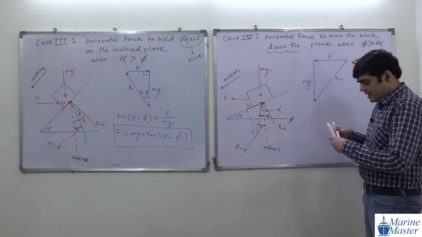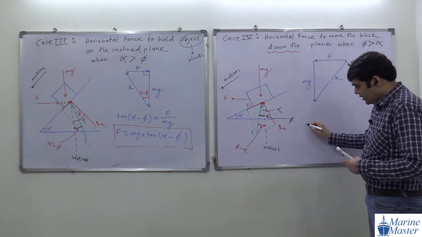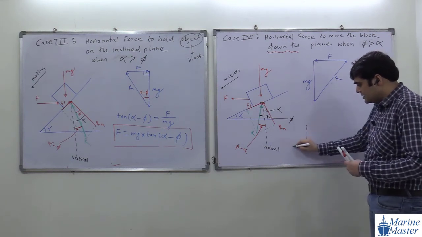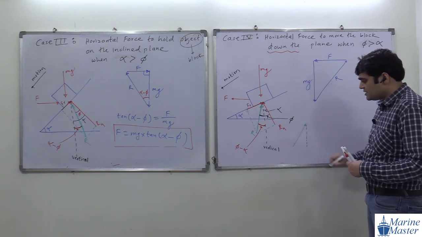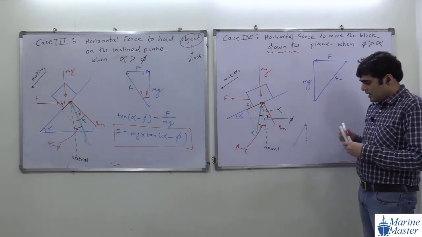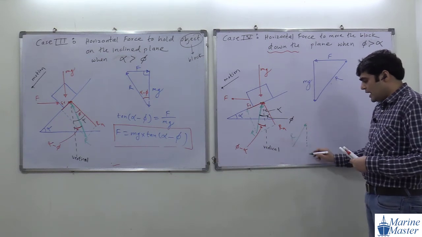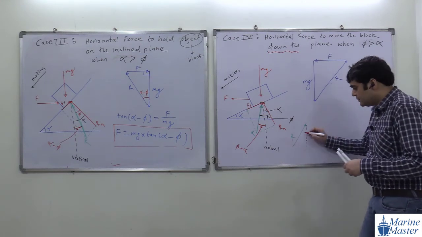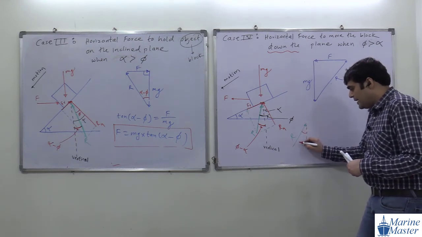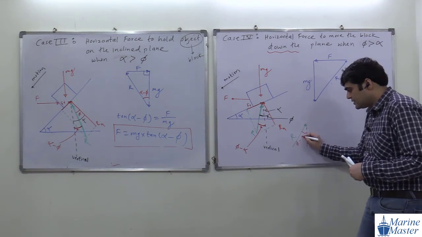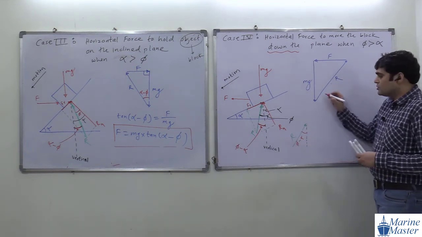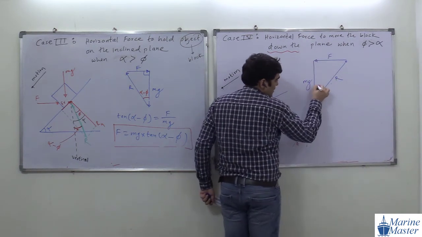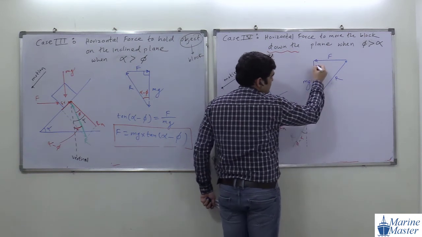For our reference, I am drawing a vertical line. With respect to vertical, this is our R. So what is the angle of R with respect to vertical, guys? This angle is phi minus alpha. See the scenario. And what about this angle? It is 90 degrees.